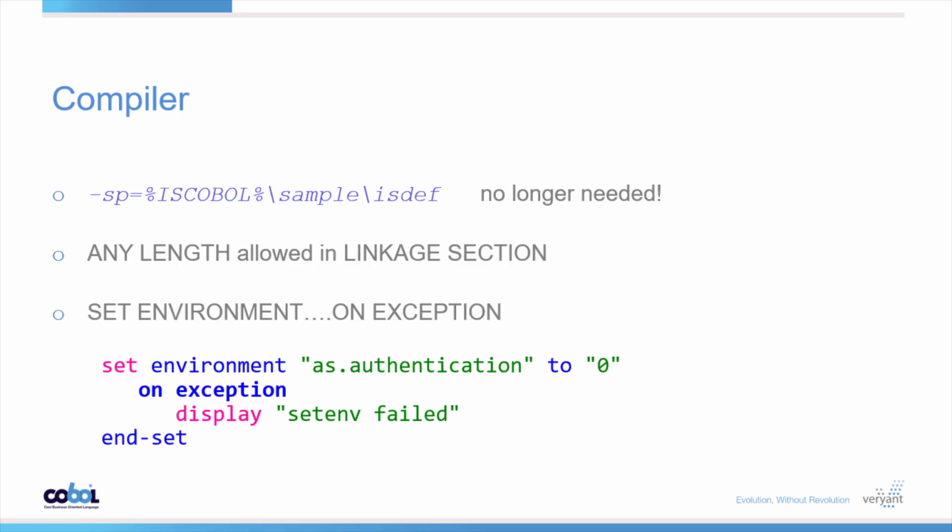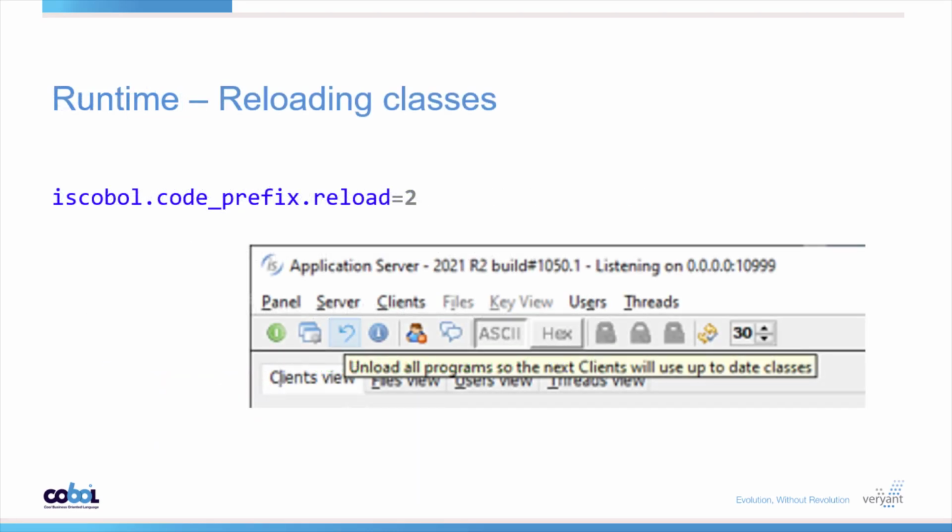Now some configuration variables cannot be set programmatically. These sticky configurations are shown in our configuration page with an asterisk next to it. Like the fonts, isCOBOL.font.default, and the application server authentication level. In 2021 R1, you can use an on-exception phrase to react to a failed set environment sentence for these types of sticky configurations.